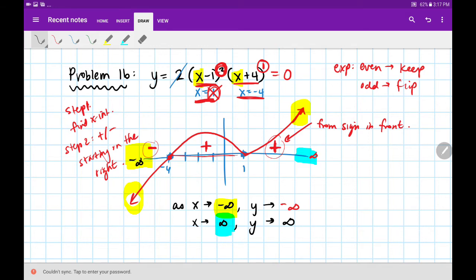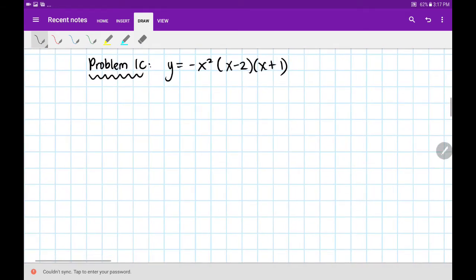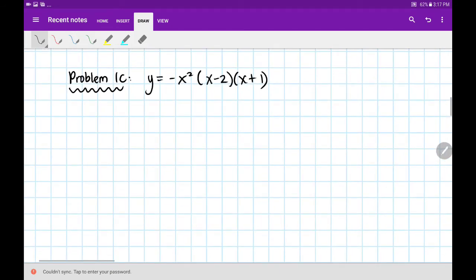Let's do one more. Okay, problem 1c. So we're going to graph and then do our end behavior. So step 1, what do we always find first? X-intercepts. How do we find it? By setting the function equal to 0. So let's go. Question for you, how many x-intercepts will we have? If you said 3, you'd be correct, because I see 1, 2, 3 x's.